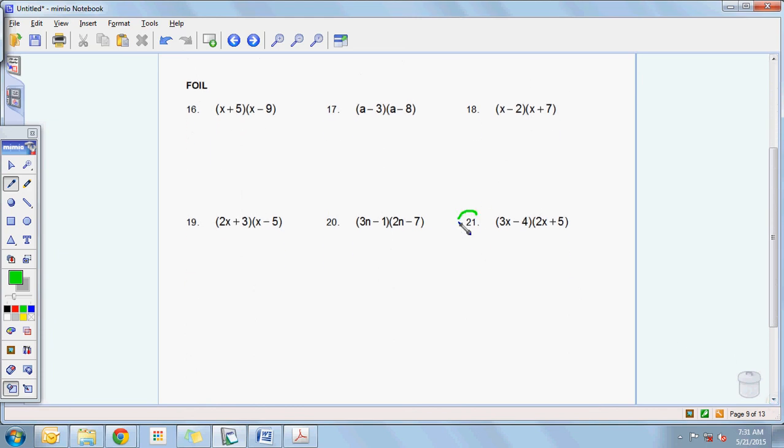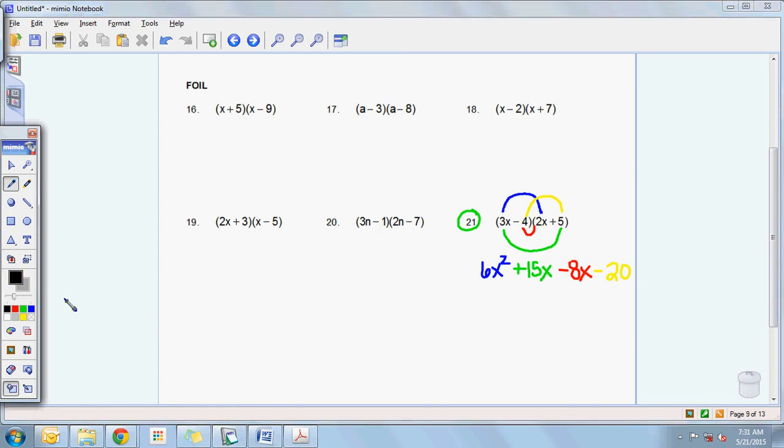So I'm going to do example 21 with you. So if I'm going to do first, outer, inner, last, remember first would be our first two terms. So 3 times 2 is 6. X times x is x squared. And then I'm going to do my outer two terms. So 3x times 5 would give me 15x. And then my inner two terms would give me negative 8x. Remember, you're multiplying those two coefficients. And then my last two terms would be negative 4 and 5, which would give me negative 20.